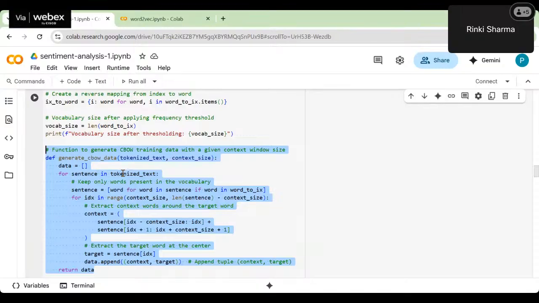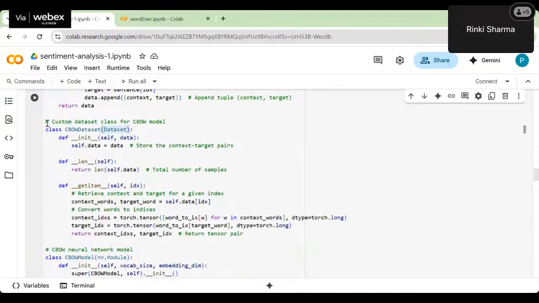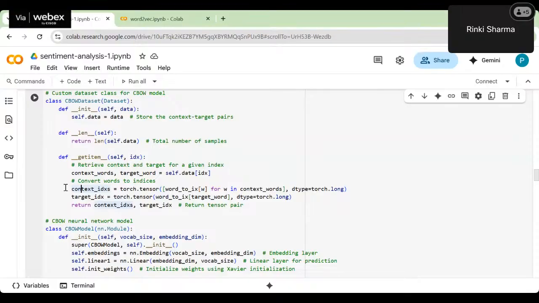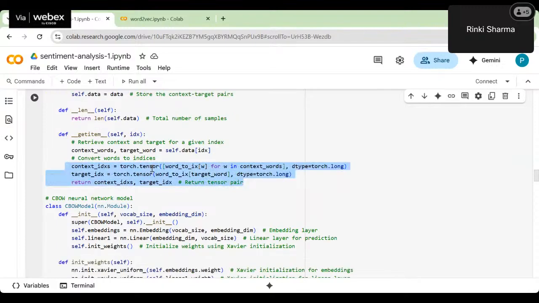Here in this part, we have converted all the context words and the target word into tensors using the word to index map, as our system understands only embeddings. So we have converted the words into tensors. Now we start with the training process.